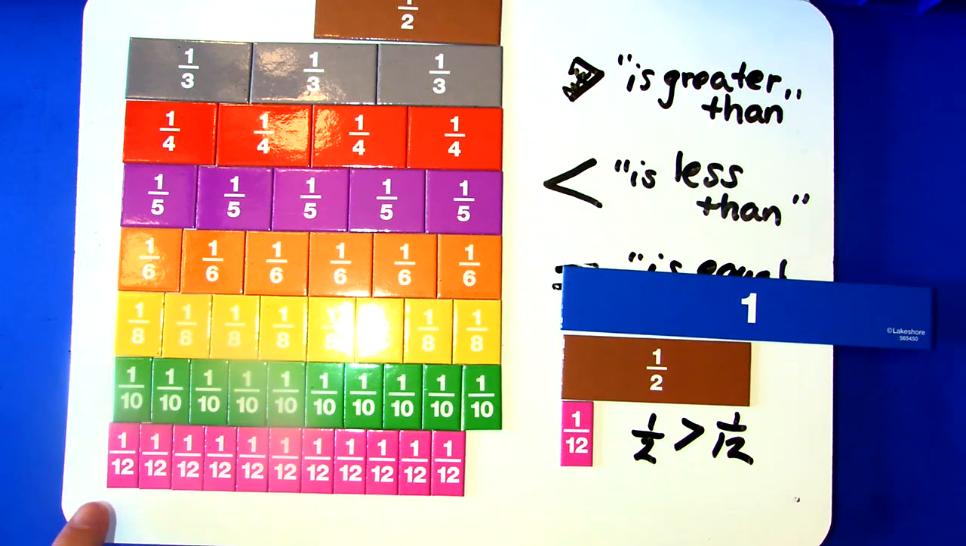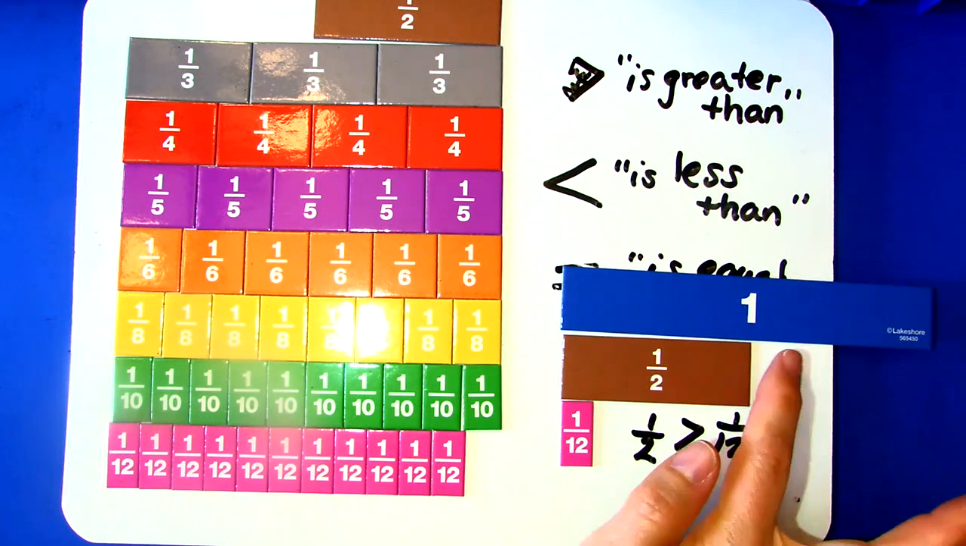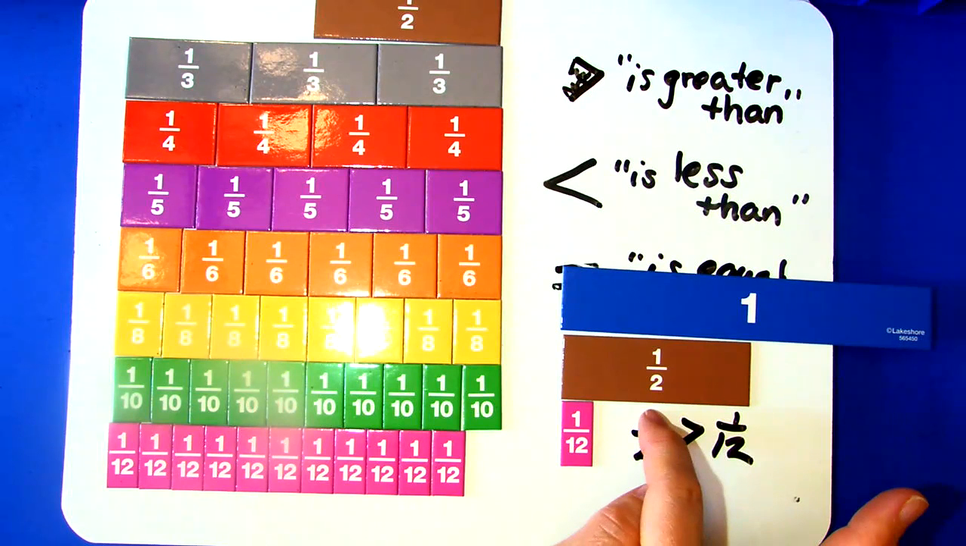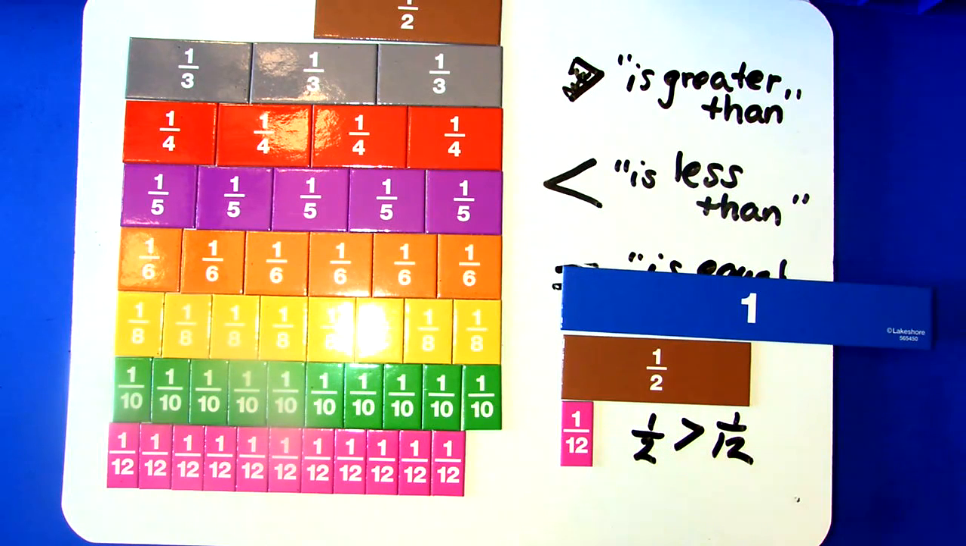So the bigger the denominator is, the more parts the whole is divided into, and the smaller those parts will be. You can see that clearly with my model here. This is a whole, and if it was a chocolate bar, this is what a half would look like, and this is what a 12th would look like.